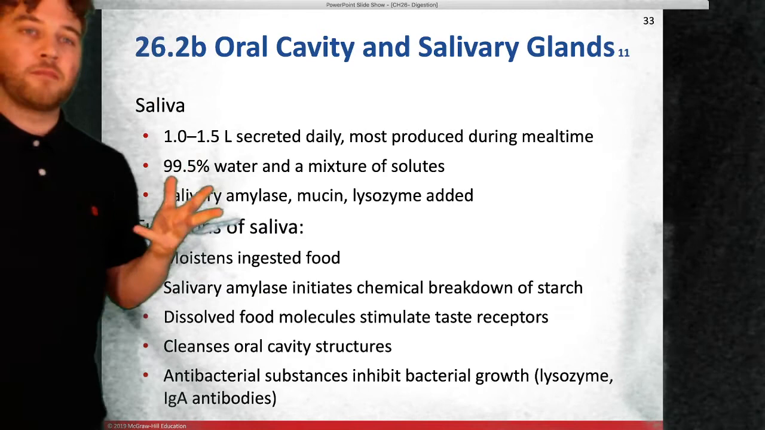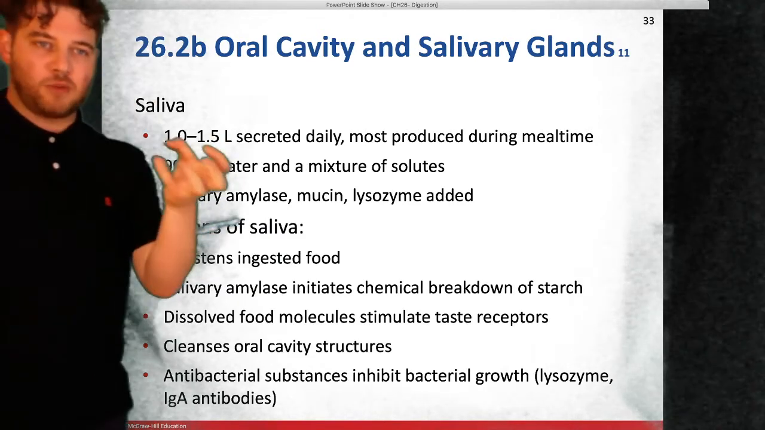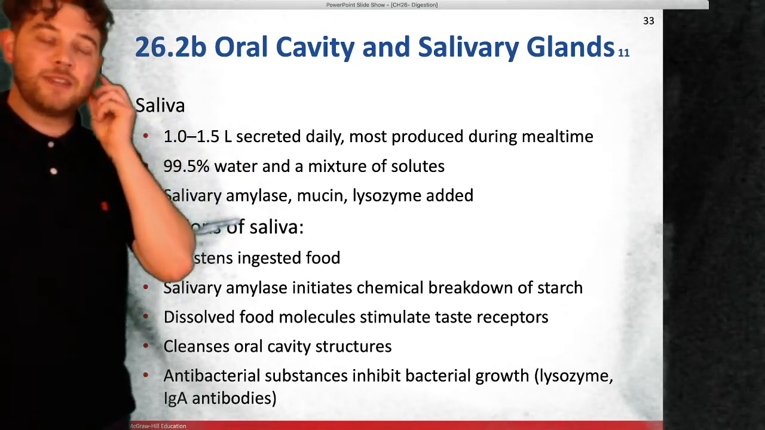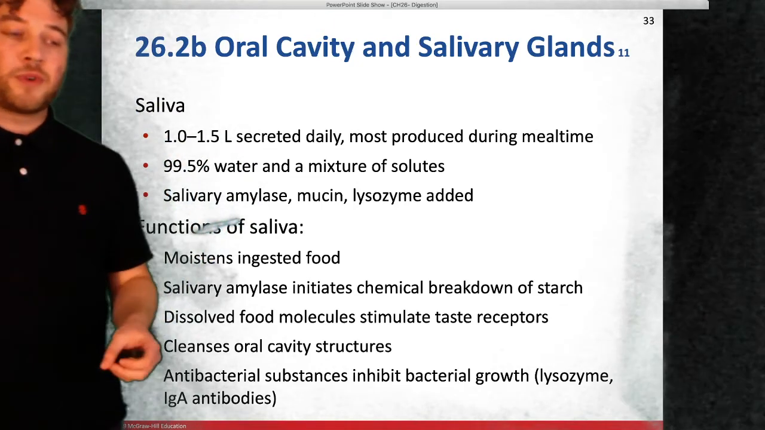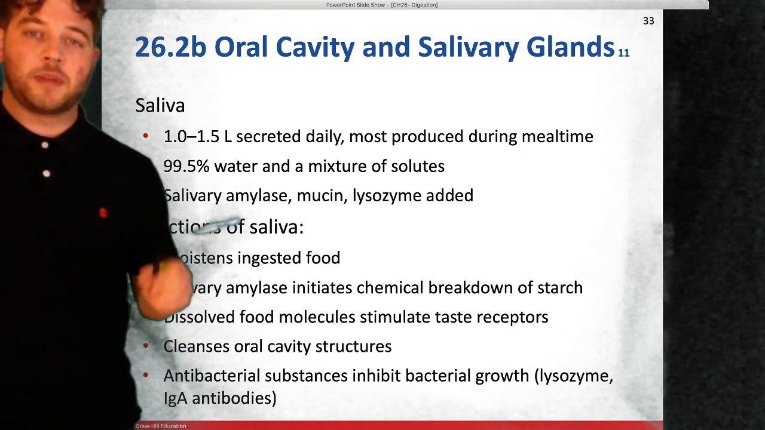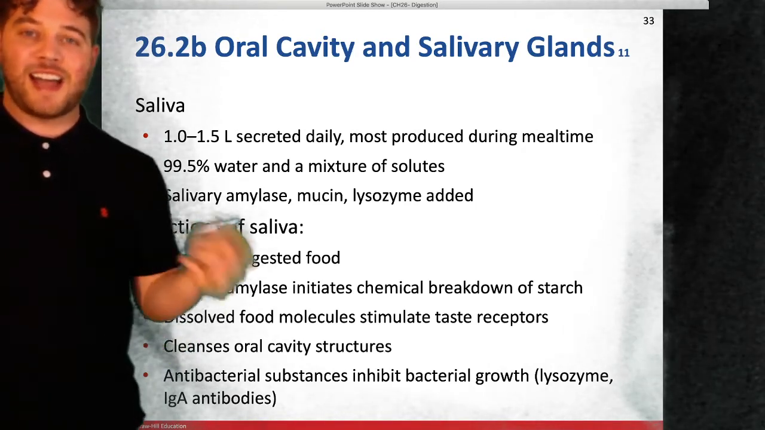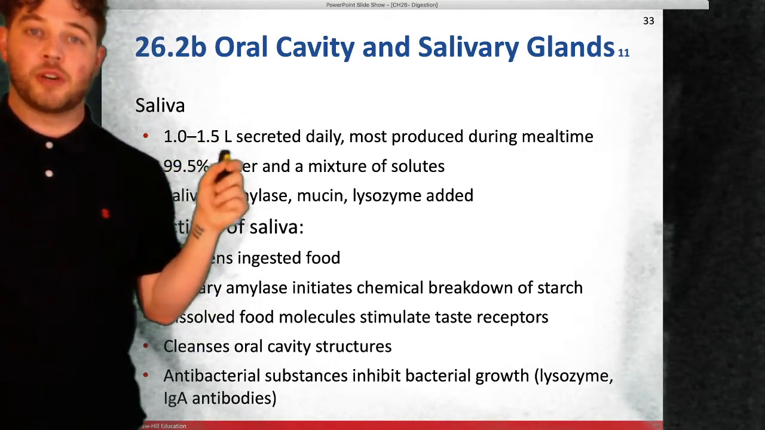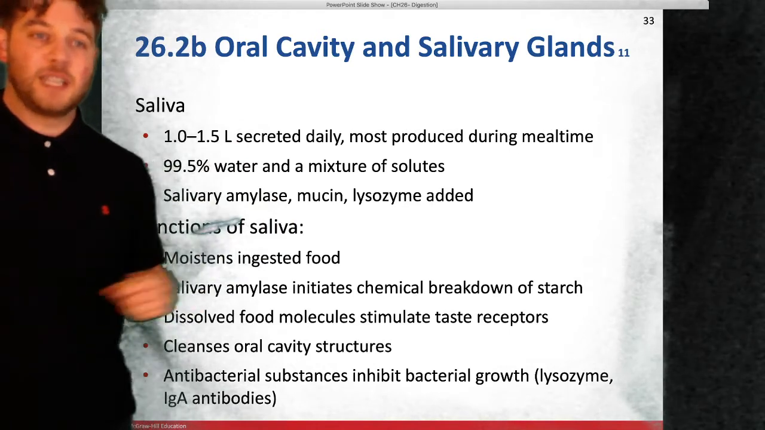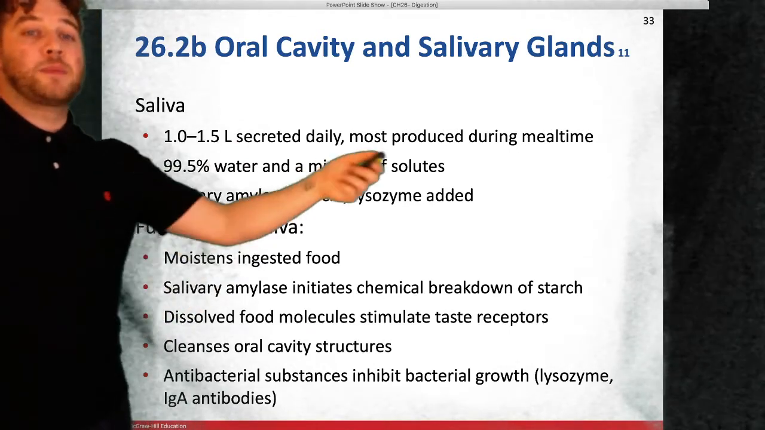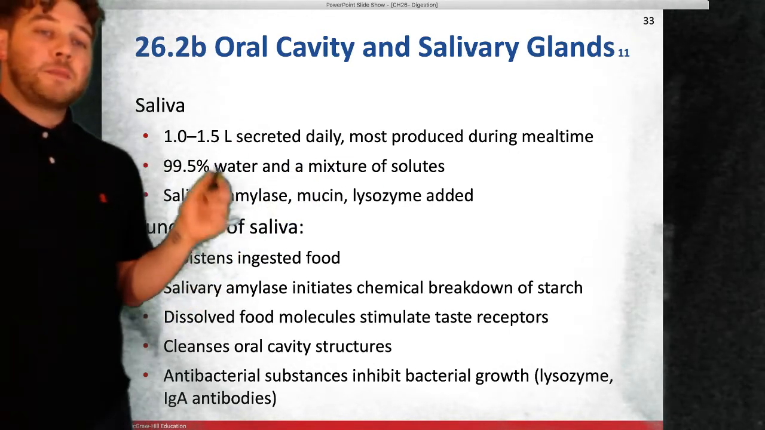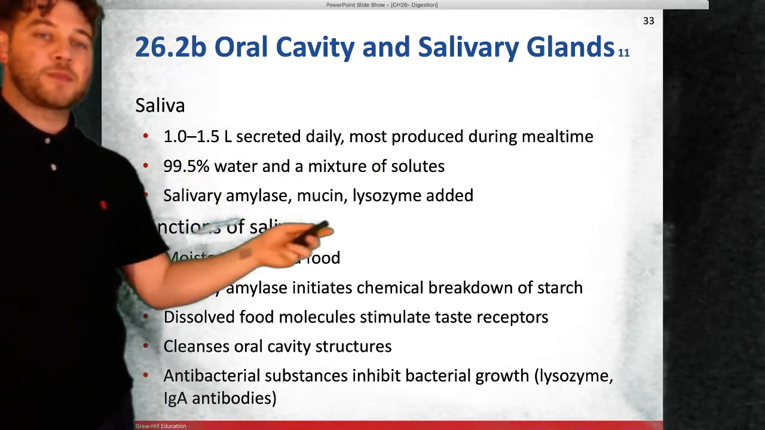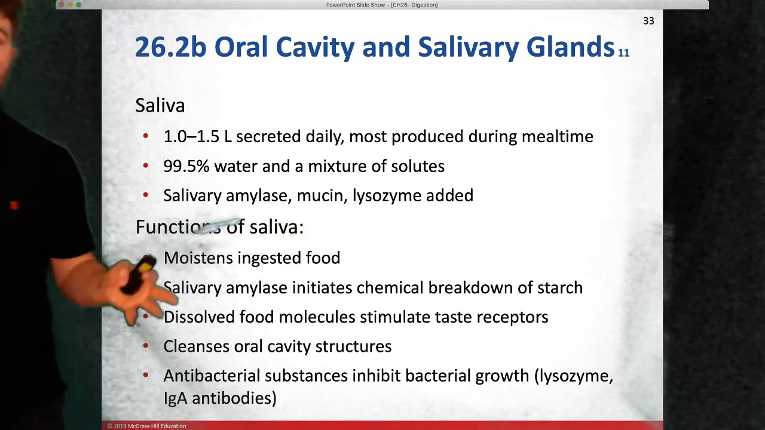So saliva, spit, right? It isn't just that watery fluid. We make about 1 to 1.5 liters secreted daily. Remember, for urine, the obligate urine production is half a liter. So you produce as much saliva as you do urine, and if you are properly hydrated, it's a lot of saliva. Most of it being produced during mealtime. It is 99.5% water and a mixture of solutes, including salivary amylase, mucin, and lysozymes for immune functions.